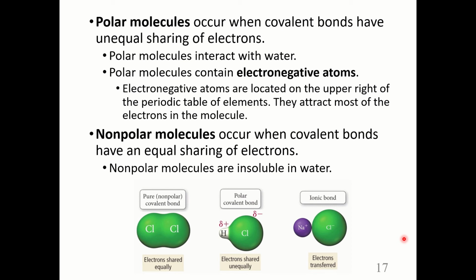Electronegative atoms are located on the upper right-hand side of the periodic table of elements. And they are going to attract most of the electrons in the molecule. This is what gives the molecule polarity. So here, in this polar covalent bond, we see that we have a chloride that is bonded to a hydrogen.